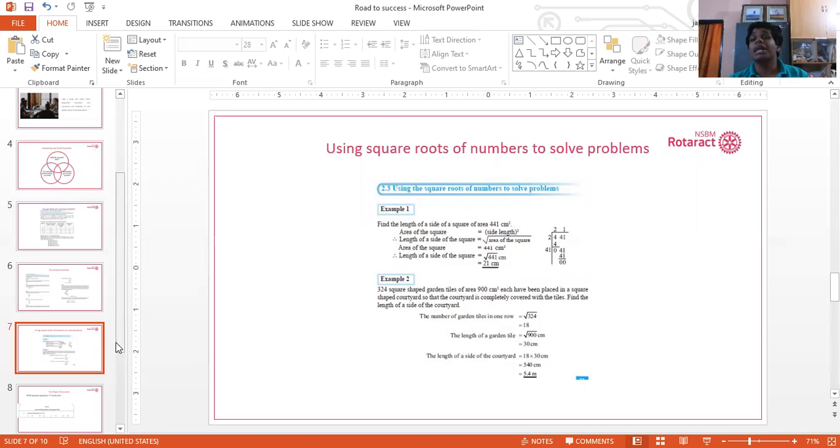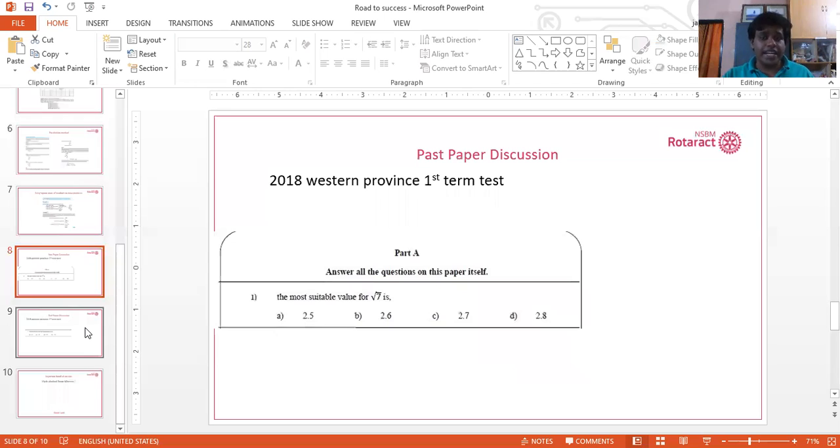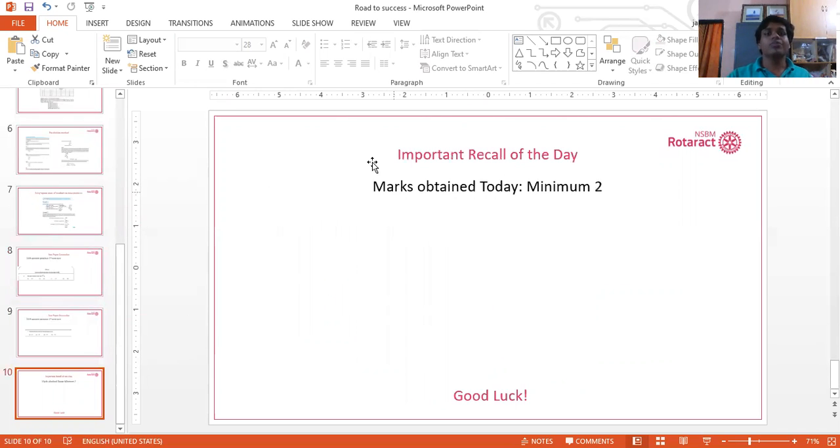That will be in part A. But if you're doing the area sum in your first term examination or in your O levels, there will be a big area sum to solve. The square root will be there, and you have to use this. You can now use it. This is the square root chapter of your grade 10 mathematics. And with that, we did the 2 past papers, 2018 Western Province and 2019 first term examinations.